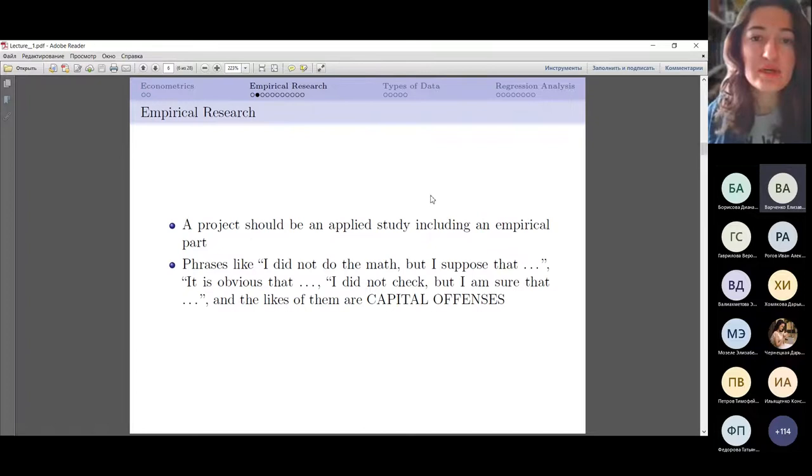And empirical research, first of all, I need to motivate you. Why do we start the first lecture with the empirical research? Because at the end of this course, you need to conduct your own empirical research. So all that we discuss right now will be very important and very useful for you during this course. So please don't skip anything, and if you have any questions, please ask me.